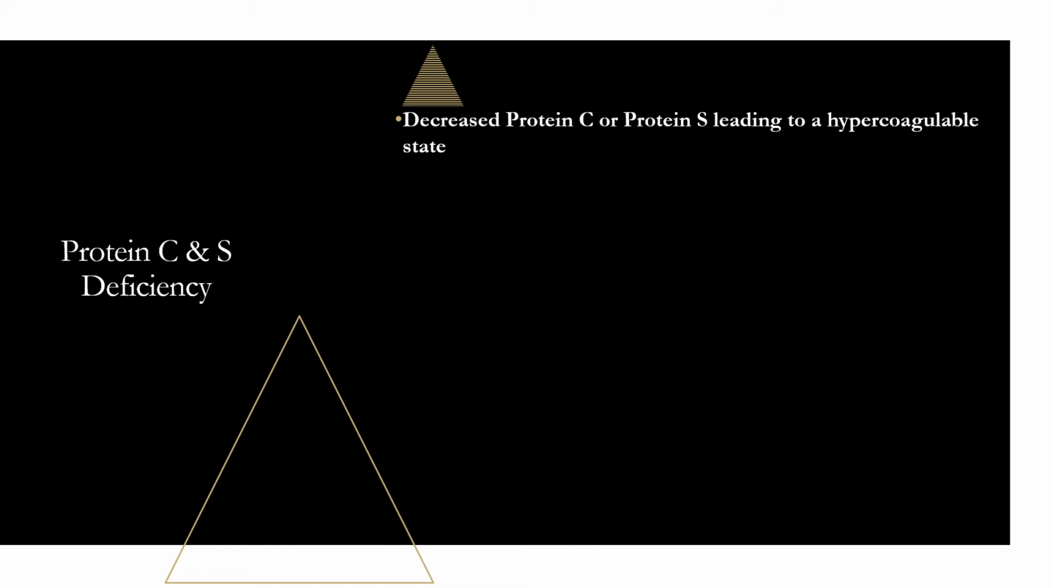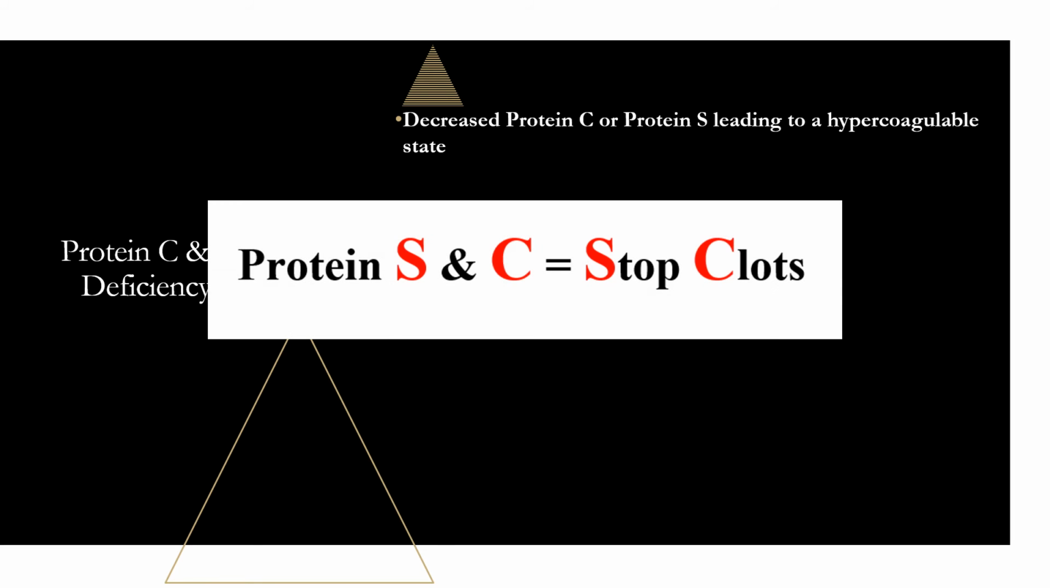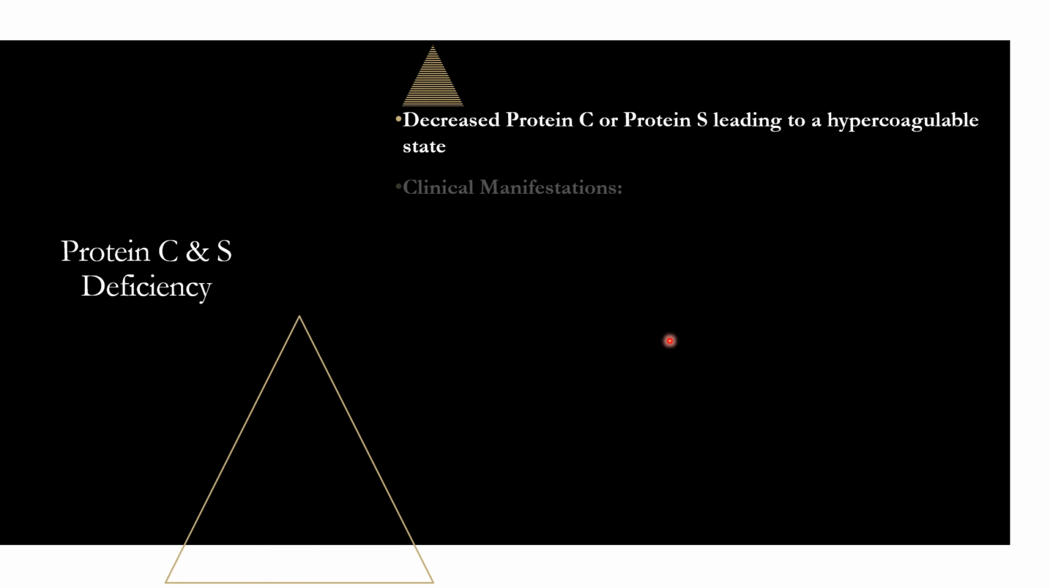But just to make it super simple, what I used to remember is that protein S and C stand for stop clots. That's what they do. They slow down factors V and VIII, and they slow down clotting. So the problem is, if you have a deficiency in protein C and S, you're going to have more clots. You're going to have a hypercoagulable state because factor V and VIII are no longer being shut down or cleaved. So that's the issue we have here.